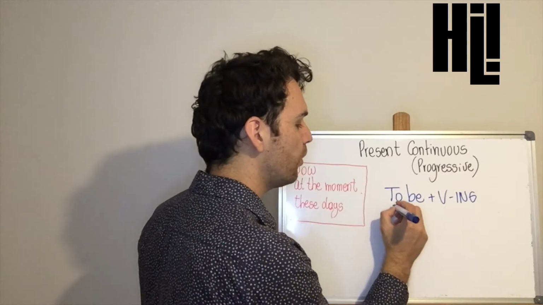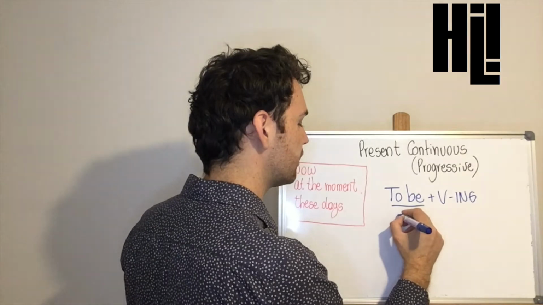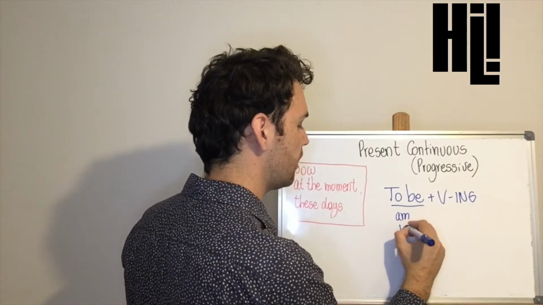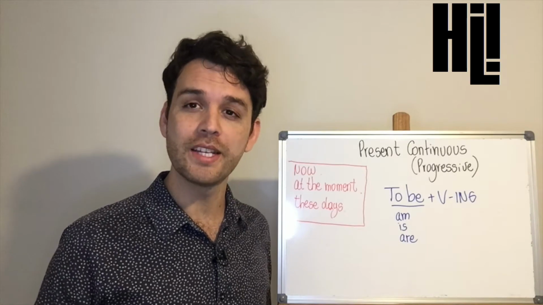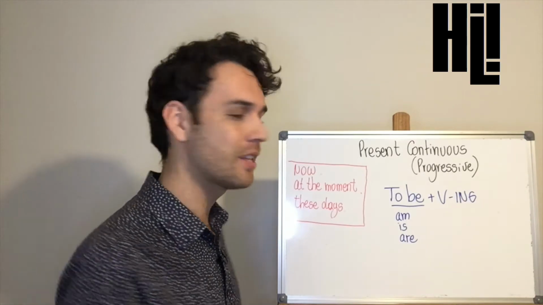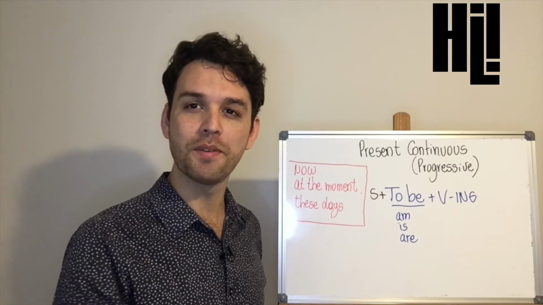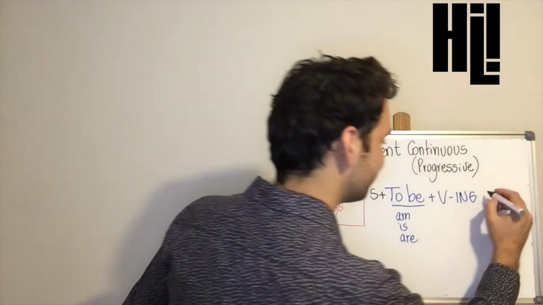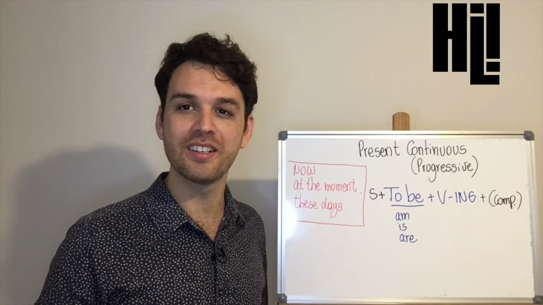Okay, so we know that the verb to be has three different forms. We've got am, is, and are. Always when we want to formulate a sentence in English, we need to have a subject. And the complement in this type of sentence is optional. That is how we can now formulate a sentence in the present continuous.